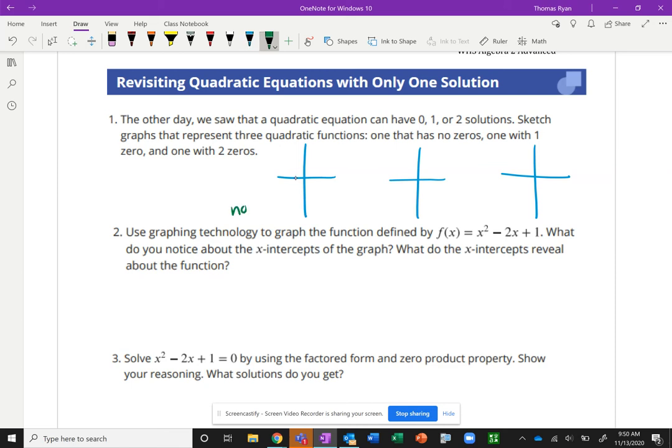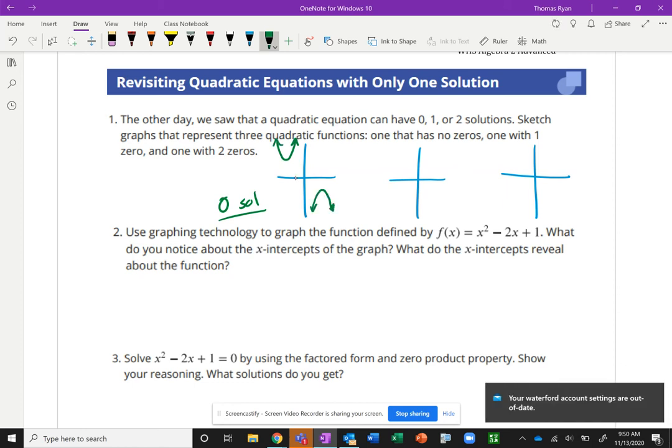What would it mean if it had no solutions? Right? 0. Well, that would mean that it doesn't cross the x-axis because there are no x values that will make the equation equal to 0. So we're talking something like this or something like this.